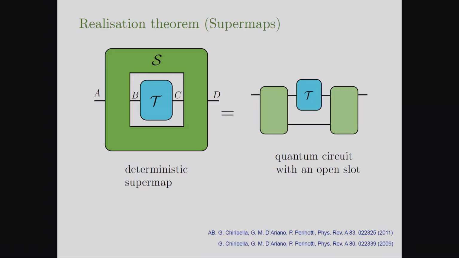Okay. Surprisingly, this is a result that we had a few years ago. You discover that the most general admissible supermap can be realized in a lab as a quantum circuit with an open slot. So the most general transformation that quantum mechanics allows you to transform a transformation into another transformation is something like that. That is, you can do some pre-processing before your transformation, then you do some post-processing. And this is what quantum mechanics allows you to do if you want to transform a transformation into another transformation.